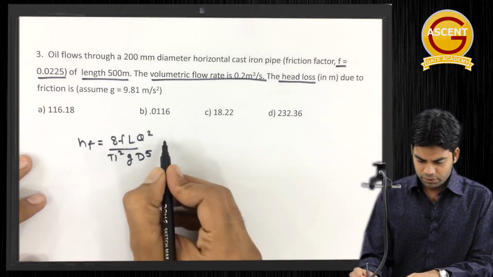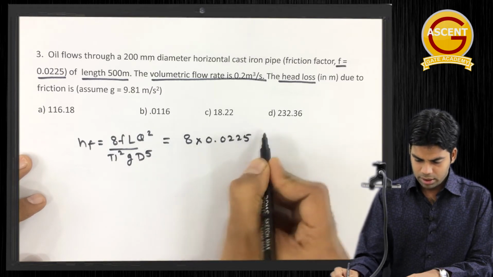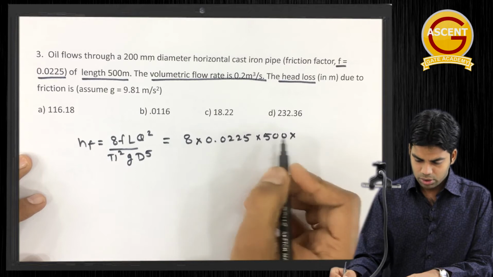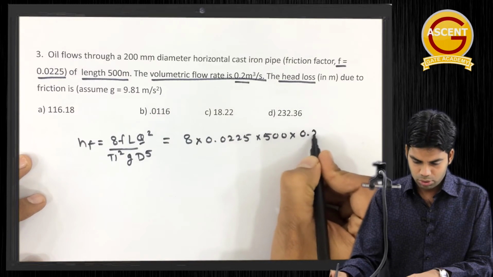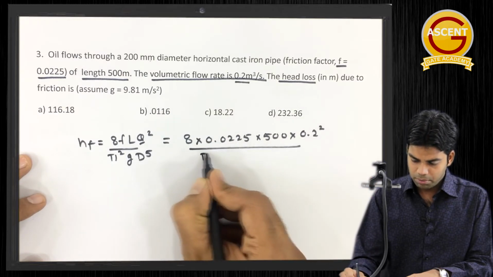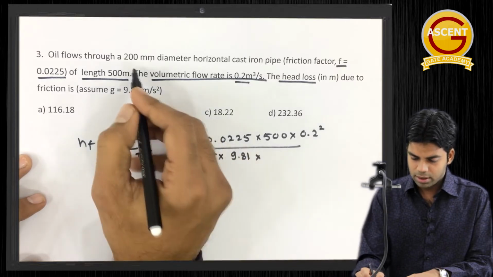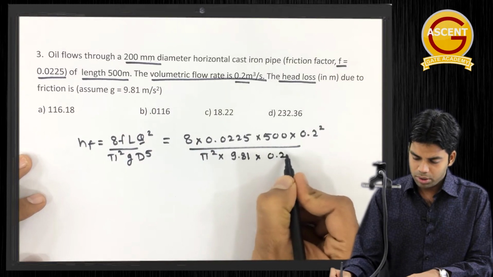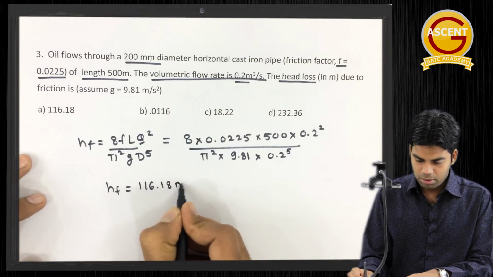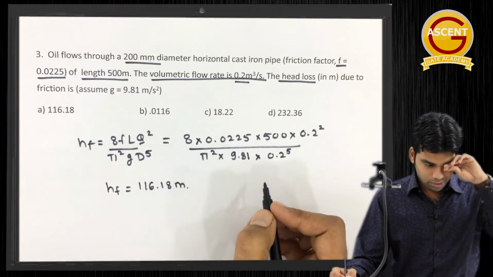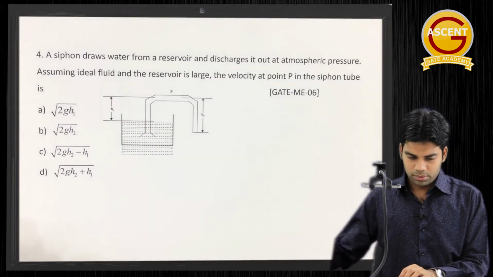The value of friction factor is also given, so this will be equal to 8 into f, which is given as 0.0225, length is given as 500 meter, into Q square. Q, how much is given? Volumetric flow rate 0.2, so this will be 0.2 square divided by pi square, g is 9.81, into d raised power 5. D is 200 mm or 0.2 meter, raised power 5. So this head loss hf will be equal to 116.18 meter. So answer should be A. Clear or not? Okay. Next question.